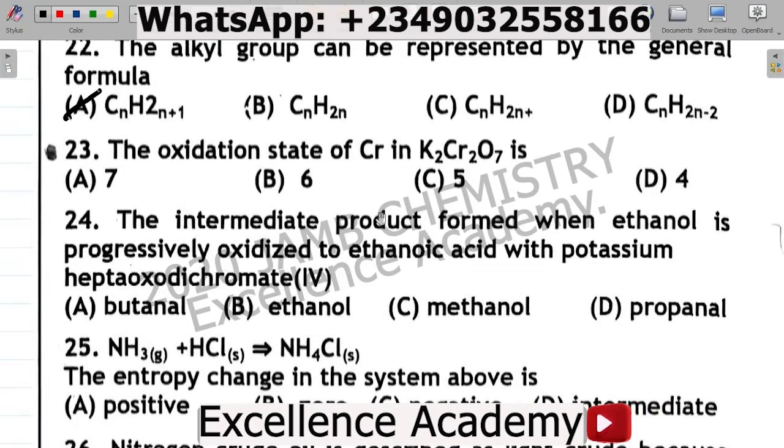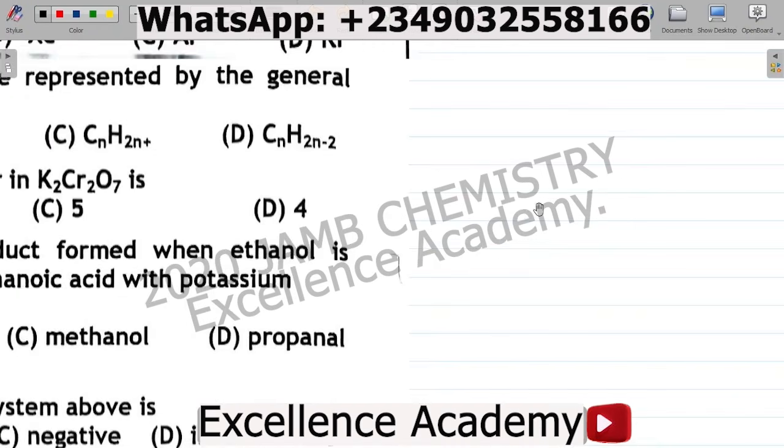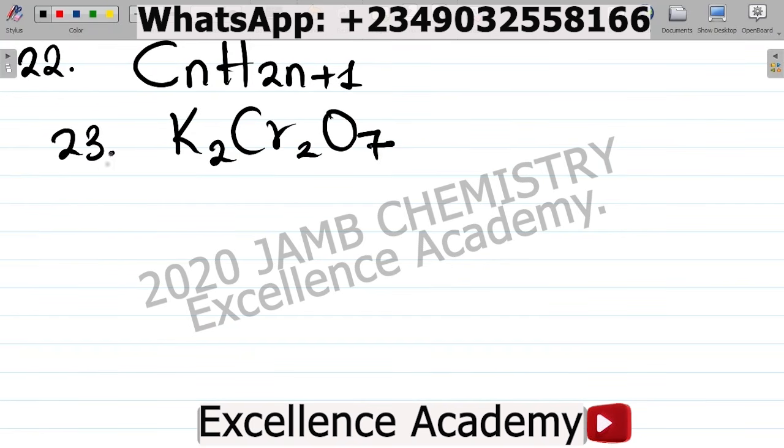Question 23. The oxidation state of chromium, Cr, in potassium heptaoxochromate is A. 7, B. 6, C. 5, D. 4. So how do you solve this question? Now you have K2Cr2O7. Okay, let's write this out here. You have K2Cr2O7. And this is for question number 23. Now, how do you solve this?